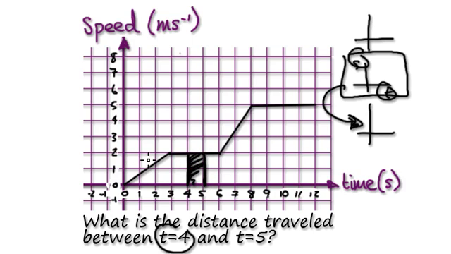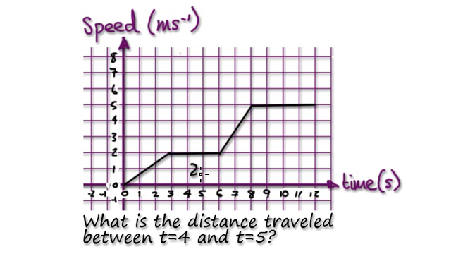So if a car is going at a constant speed of 2 meters per second, then in a gap of 1 second it would have traveled 2 meters. So the answer here is really the area underneath this graph, which is 2. Okay, because the up and down is 2, the across here is 1. So the answer here is 2 meters.